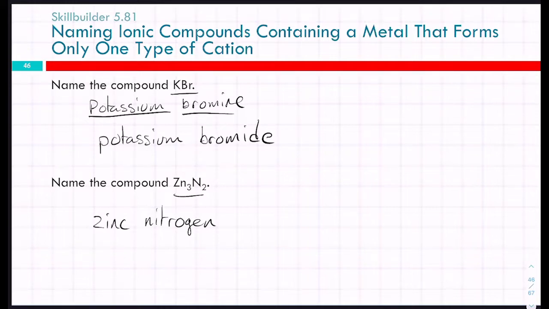For these, zinc is one of the ones that forms a single ion. Zinc's over here, forms a 2+ charge, always forms a 2+ charge. So it's always going to be zinc 3 and 2, because that's how the charges will balance. So since zinc forms a predictable charge, we leave it as zinc. And then we change nitrogen to nitride.